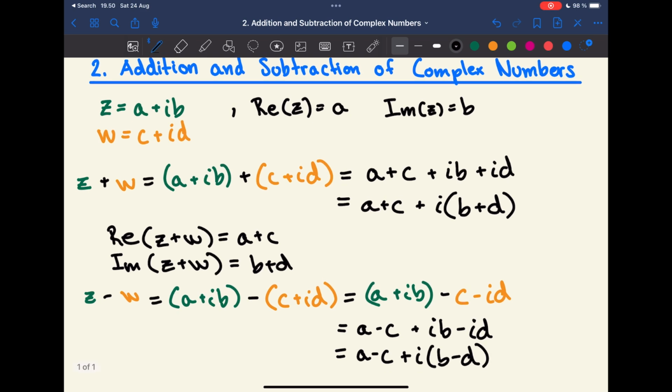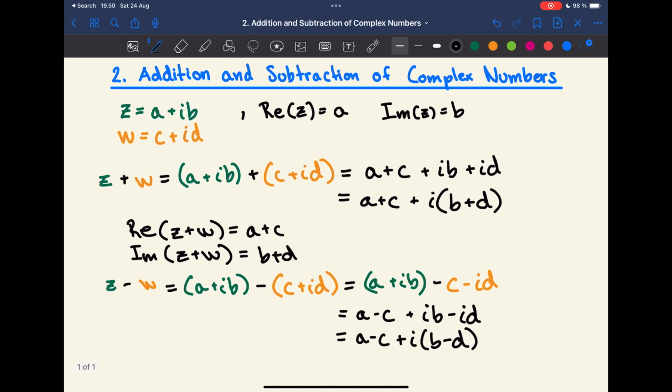So you see, it's very similar to when you add them. When you add them, you take the real part of one complex number and add the real part of the other, and you take the imaginary part of c and add the imaginary part of w. When you subtract them, you do the opposite. You take the real part of c and subtract the real part of w, and for the imaginary parts you do the same. You take the imaginary part of c and subtract the imaginary part of w.